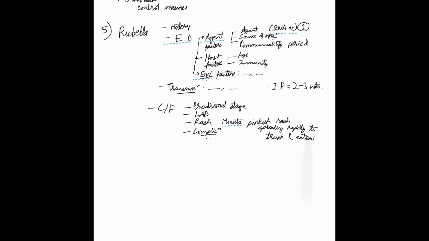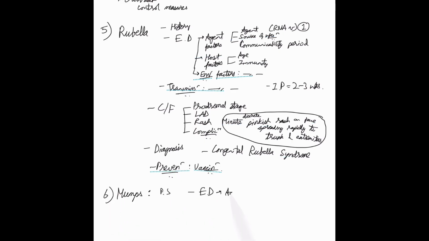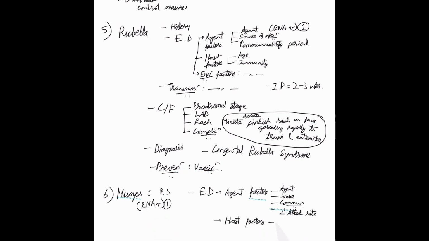Here we have minute, discrete pinkish rashes on the face that spread rapidly to the trunk and extremities. This is characteristic of a rubella rash. Then we have diagnosis, then congenital rubella syndrome, which is a bit important. Then a short note on prevention, in which I have the rubella vaccination. Now it's joined with MMR, mumps, measles, and rubella. And talking about mumps, which is the next disease listed in the book, we have the problem statement, in which it's an RNA virus with a single serotype again.